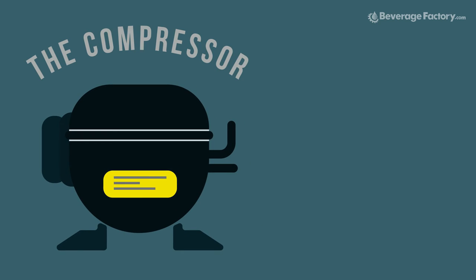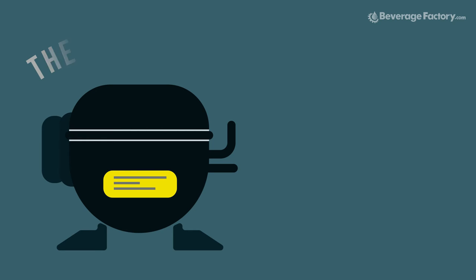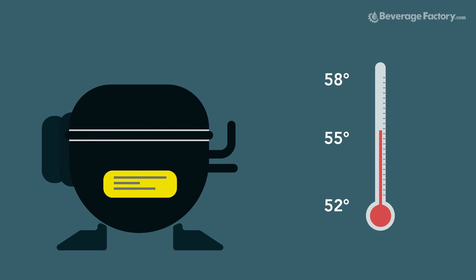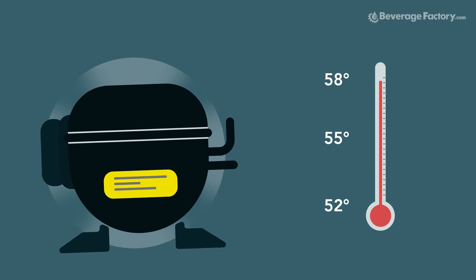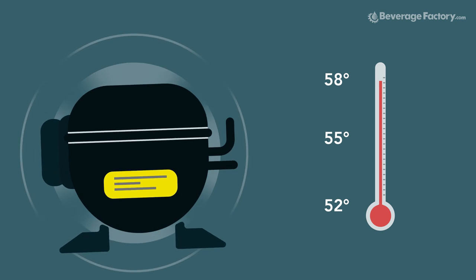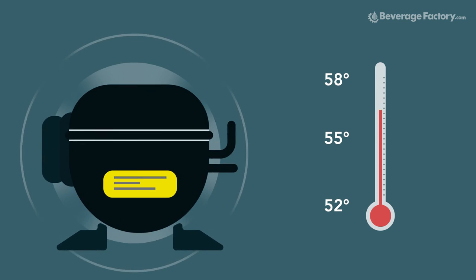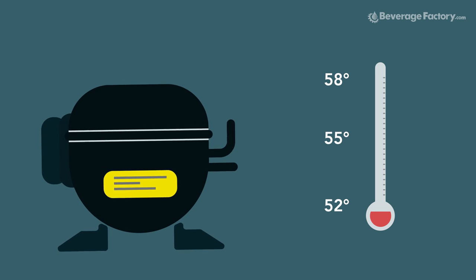The compressor. When the air temperature rises a certain amount above the set point, the compressor turns on. When the air temperature drops to a certain point, the compressor turns off.